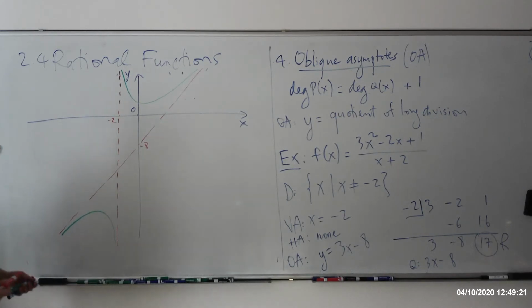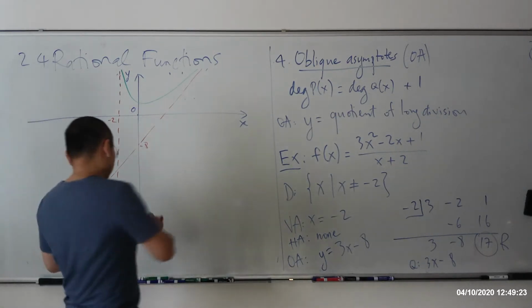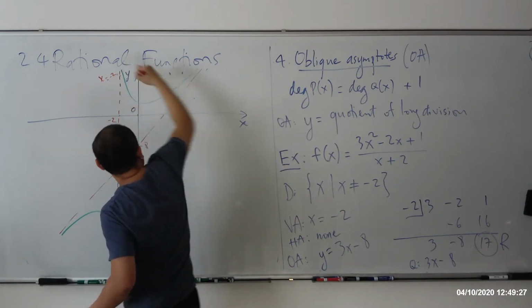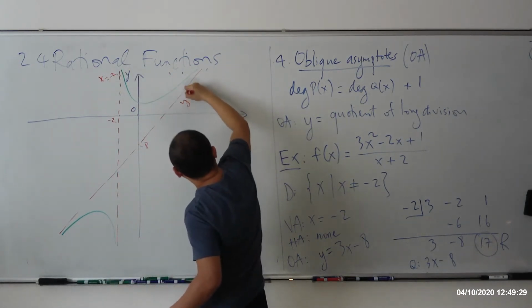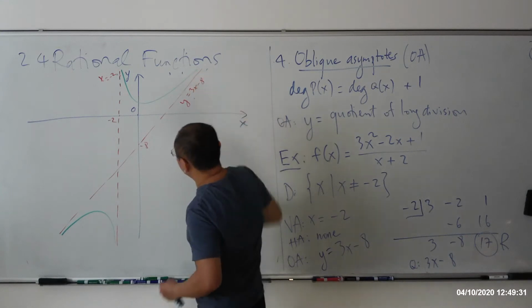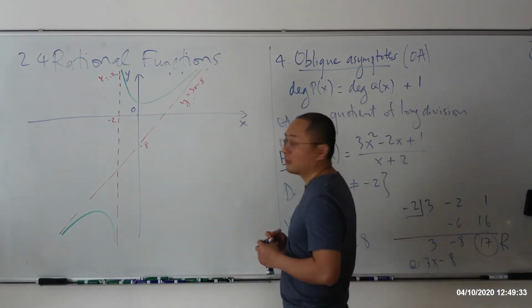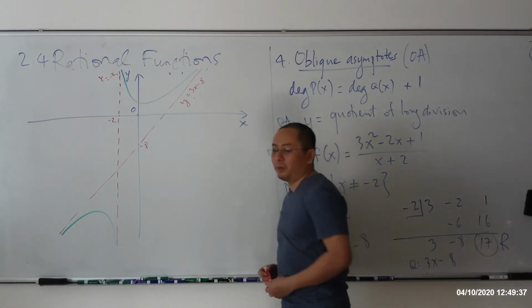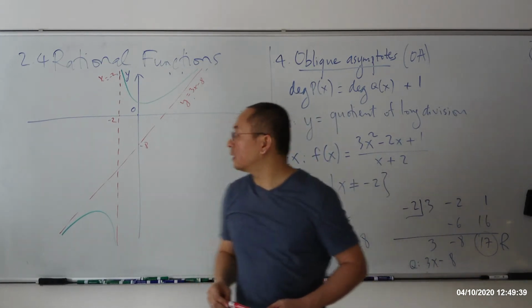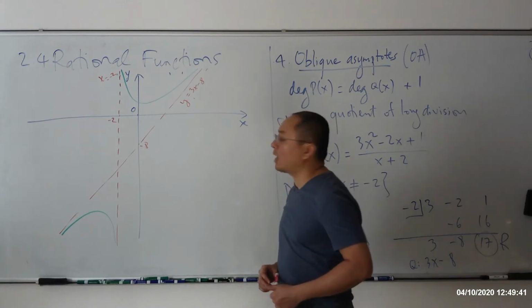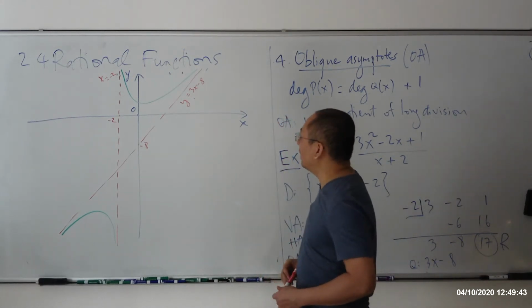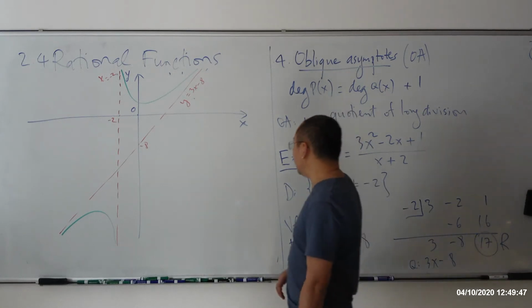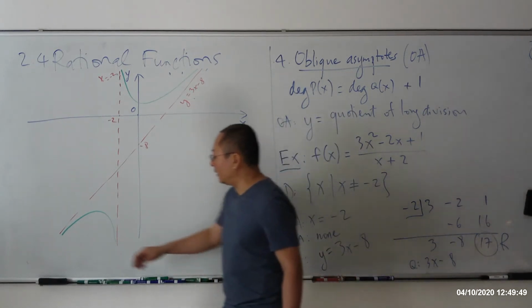Okay. Right in here, this line is x equal -2. This line is y equal to 3x minus 8. Good. And so we basically cover some basic properties about rational function. Let me cover one last item of this section, and we call it the end of the video clip.